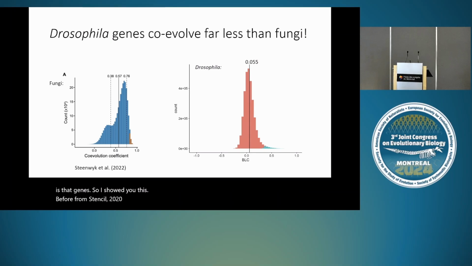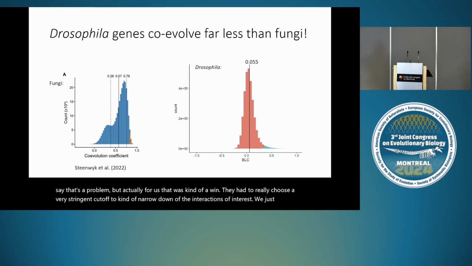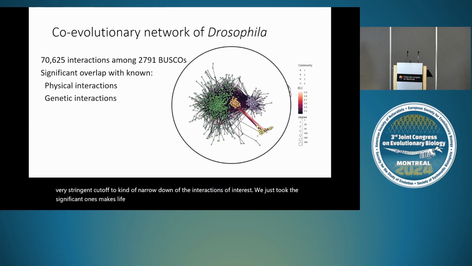2022. Their average gene-gene correlation is 0.57. Ours is 0.055, right? This is among 2,800 Buscos in 155 species of Drosophila. Far, far less coevolution. You might say that's a problem, but actually for us that was kind of a win. They had to choose a very stringent cutoff to narrow down the interactions of interest. We just took the significant ones. Makes life easier.